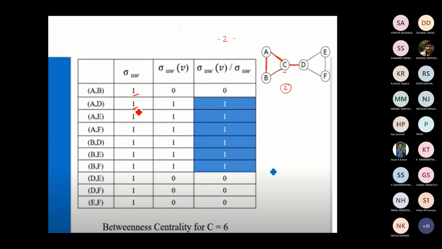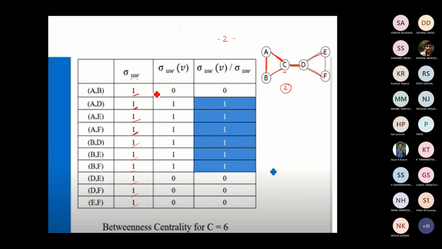Okay. A to D I have, and in the same way A to E. Okay. So I'm just going this way. Okay, one path is there. A to F. Okay. I will go here, one path. So for every other node as the destination, the total number of shortest paths between U and W is going to be identified. Since it is a very small graph, we are getting only one value.